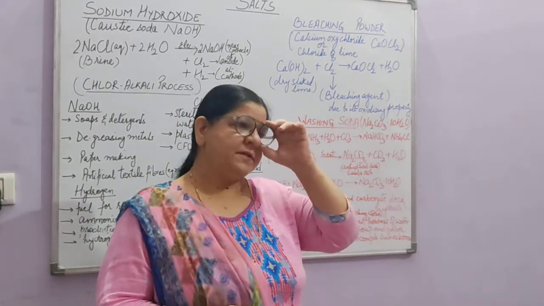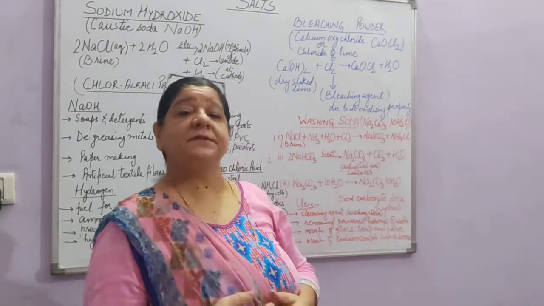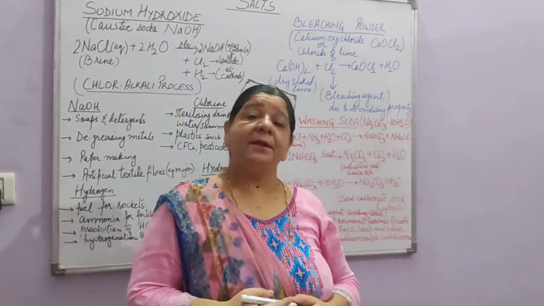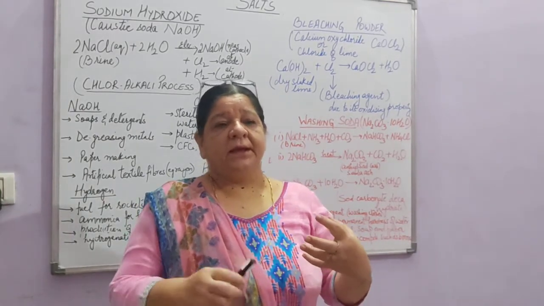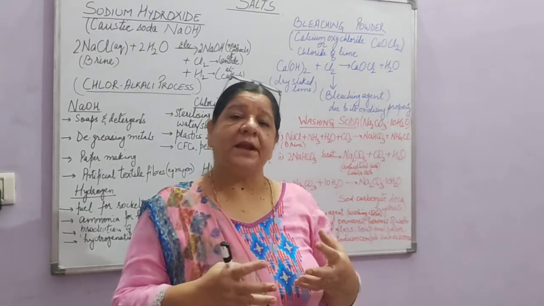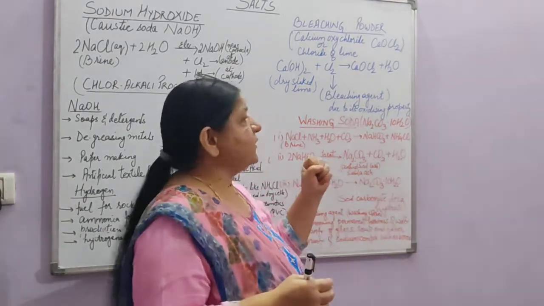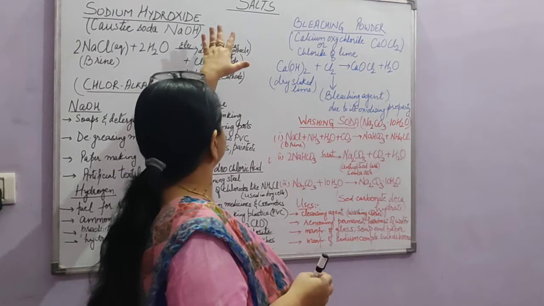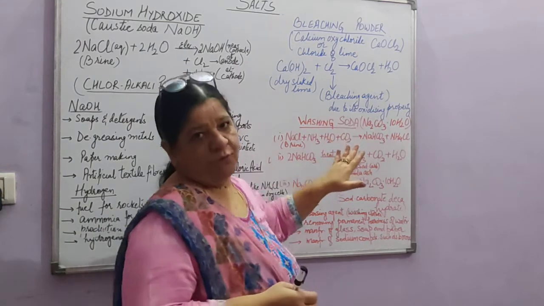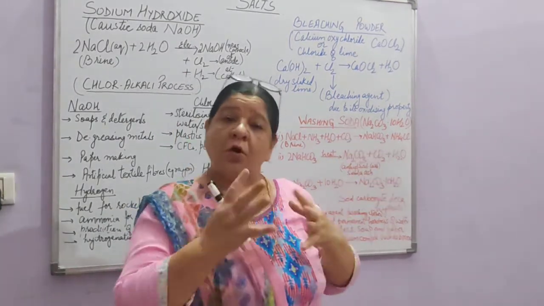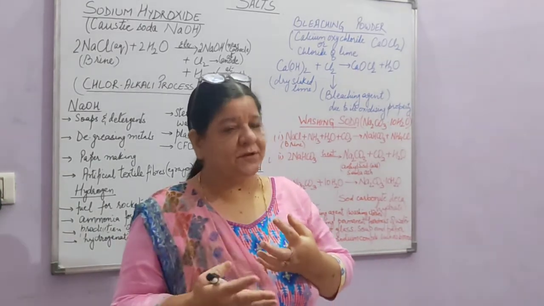In the previous lecture, we talked about sodium chloride, which is a very important salt. And this salt is used as a raw material for making many other salts. So today we are going to study three salts: sodium hydroxide, bleaching powder and washing soda. For all these salts, NaCl, that is sodium chloride, is the raw material used.